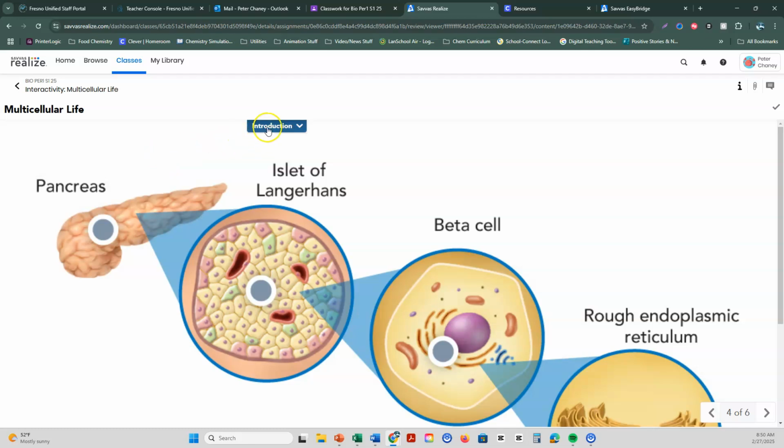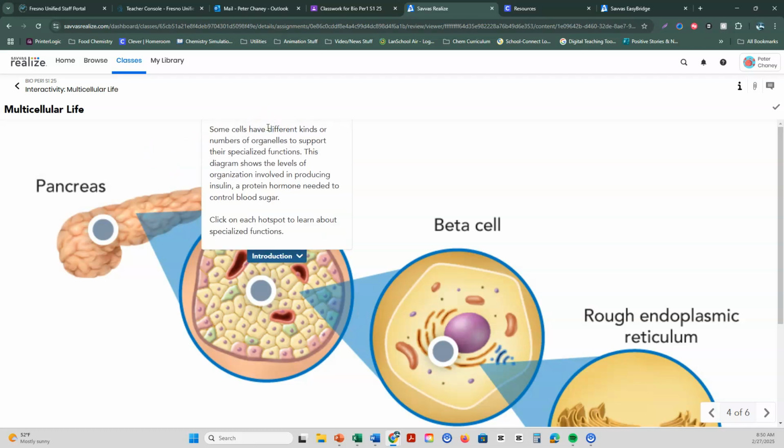Slide 4. Your responsibility is to read each of these 4 things, which will help you answer the question in the next 2 slides. Some cells have different kinds or numbers of organelles to support their specialized functions. This diagram shows the levels of organization involved in producing insulin, a protein hormone needed to control blood sugar. Here's the key word: protein. Insulin is a protein hormone. Click on each hotspot to learn about specialized functions.